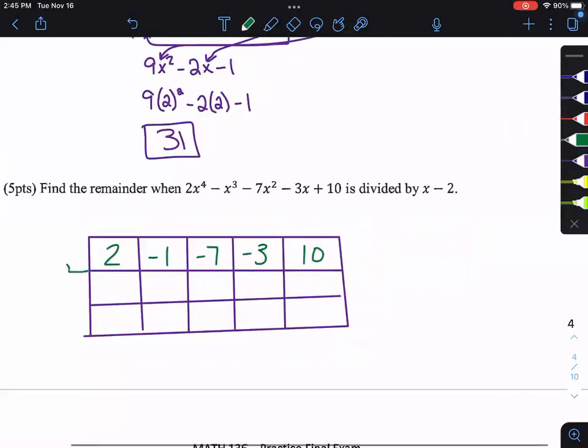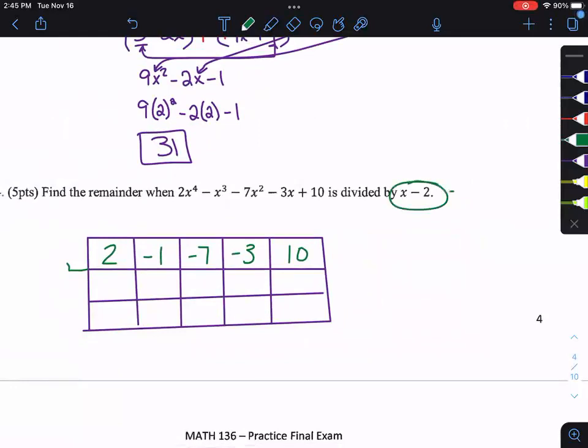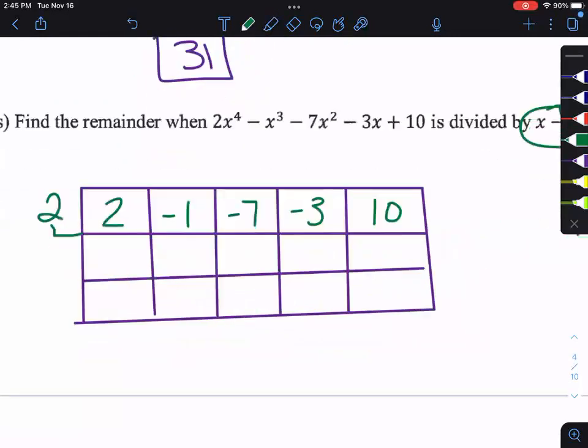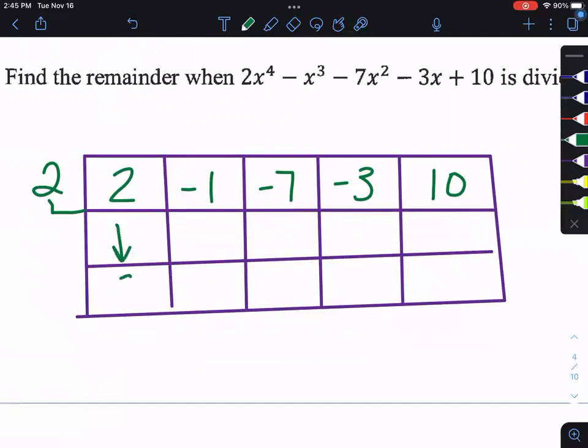Then we need to find the number that sits out here by itself by setting this equal to 0. Well, if x minus 2 equals 0, you're going to add 2 to both sides to get x equals 2. So 2 is going to be our magic number standing out here. Then we're going to fill out our synthetic division, bring the first number down. We always multiply to get the middle. So we're going to multiply 2 times 2 to get 4, and we're going to add straight down. Negative 1 plus 4 is 3.